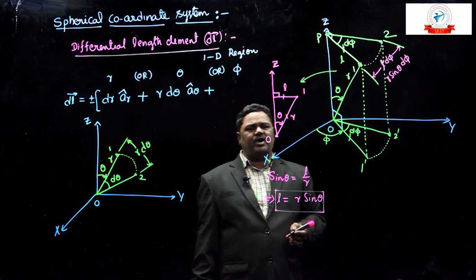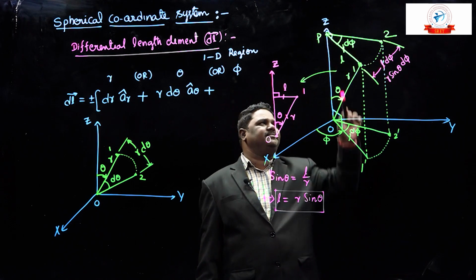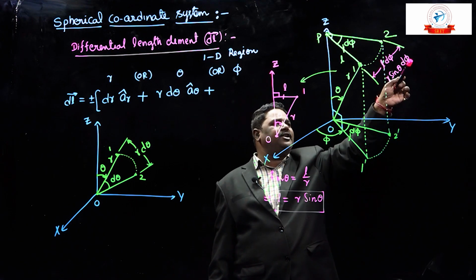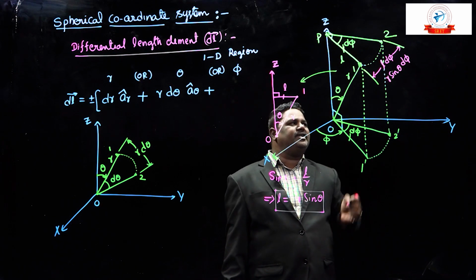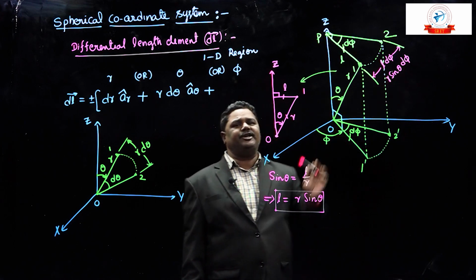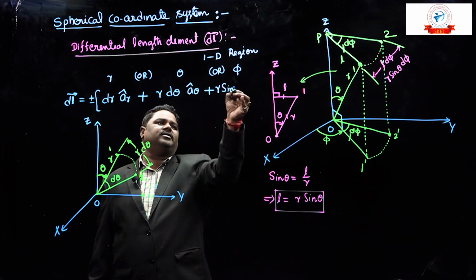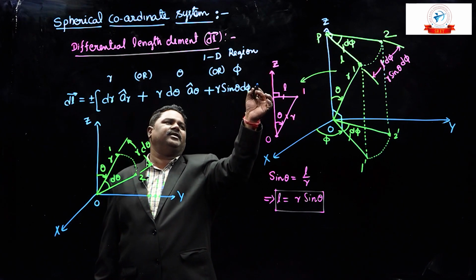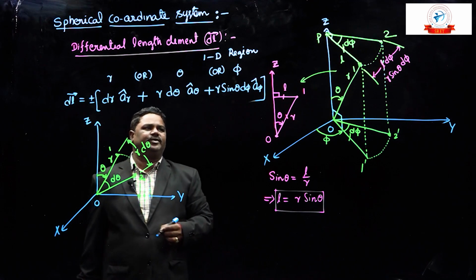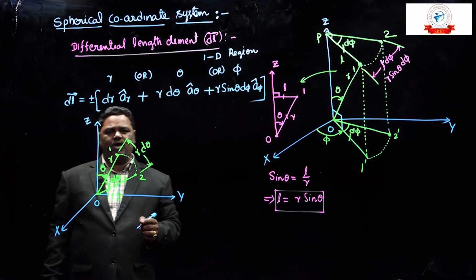Simply what you can understand here is, if you change the phi value by a differential amount d phi, this d phi will produce a differential length of R sin theta into d phi. So the differential length due to d phi is nothing but R sin theta into d phi. I write here R sin theta d phi, direction is phi cap. That's it. So this is the differential length element in the spherical coordinate system.